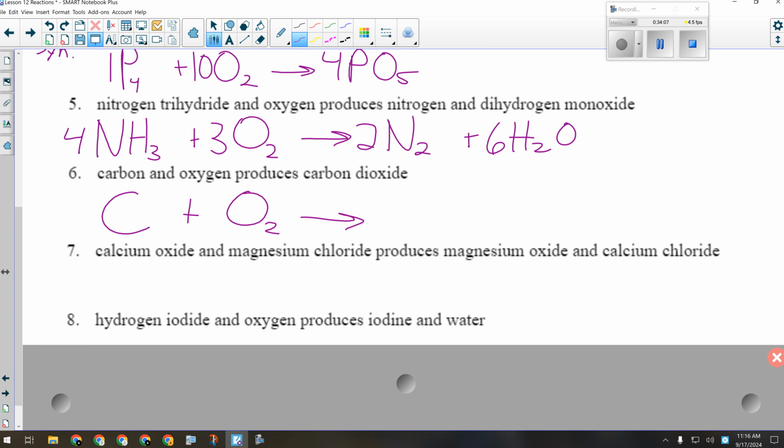What does that look like? CO2. Boy, this has got to be about the easiest reaction ever. Hey, what kind of reaction is it? Synthesis. Am I done? Yeah, it's already balanced. Don't expect one like that on your quiz. That's way too nice. I'm not that nice.